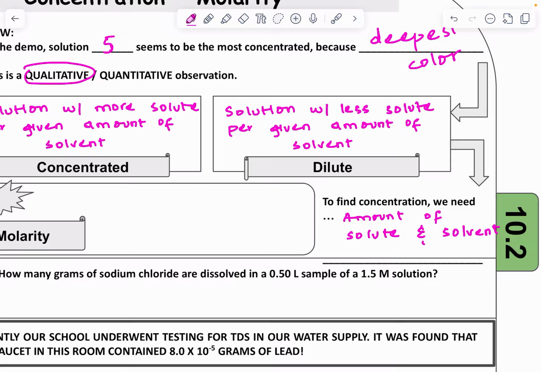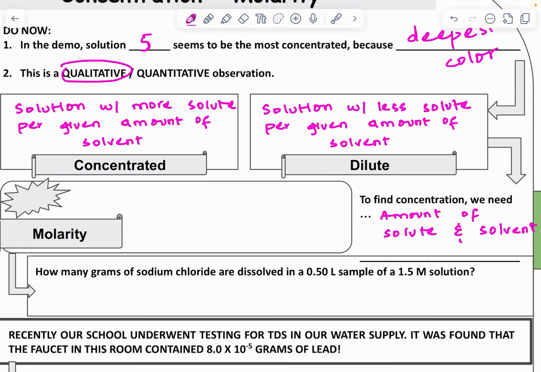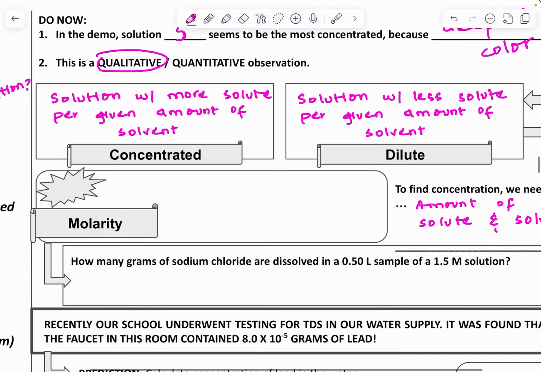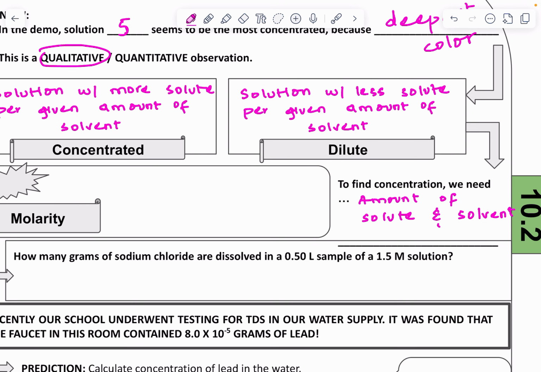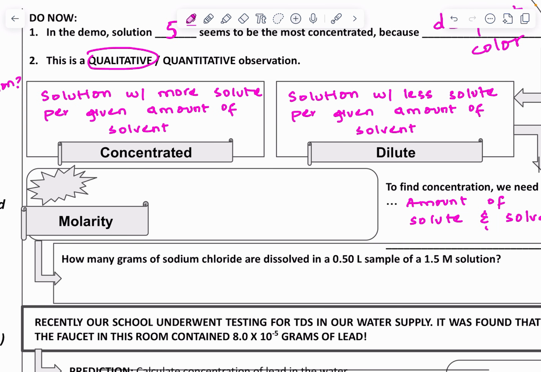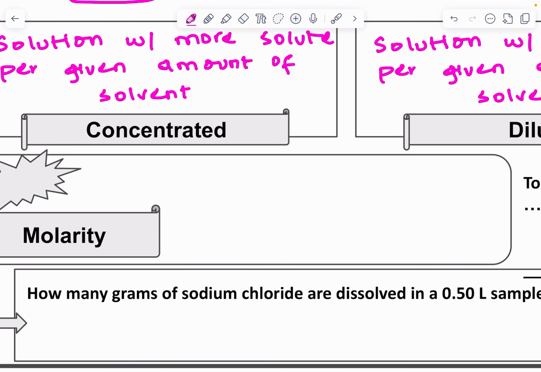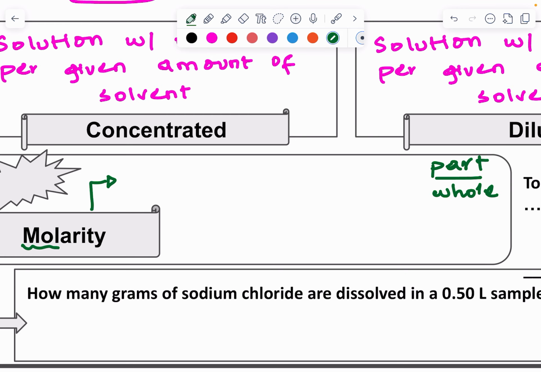So what this means is that the general equation for concentration will just be the part over whole, because we are trying to figure out how much solute we have in any given solution, right? So take a moment to predict what will the equation look like for molarity. So as we can kind of predict from the name, it has mole. That means we will have moles somewhere in this equation. And it needs to be the amount of part over the amount of the whole thing.